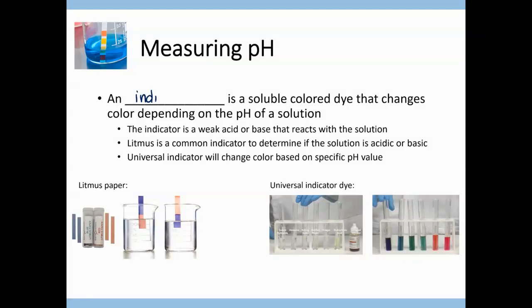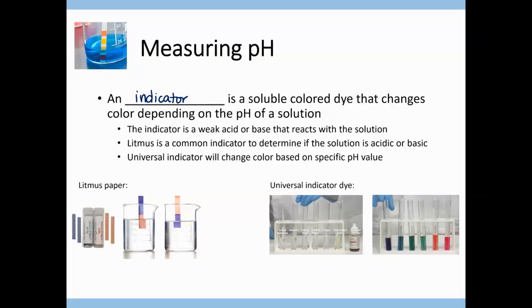So an indicator is a soluble colored dye that will change color depending on the pH. So the indicator itself is a weak acid or base, and it reacts with the acid or base in the solution and causes a color change.